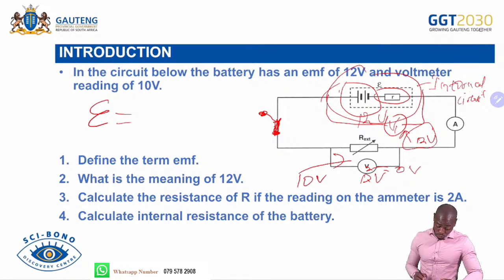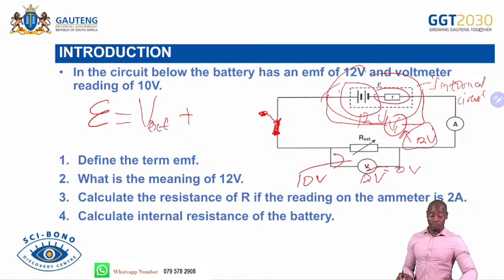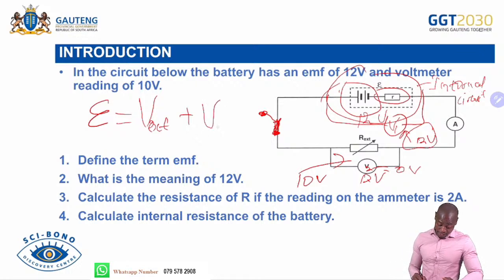Some of the volts will be used by components outside the battery, by components in the external circuit, where you'll have what we call V external. And some of the volts will be used by the battery itself. This is what we call V internal, or V lost. So V external, or this is V load.